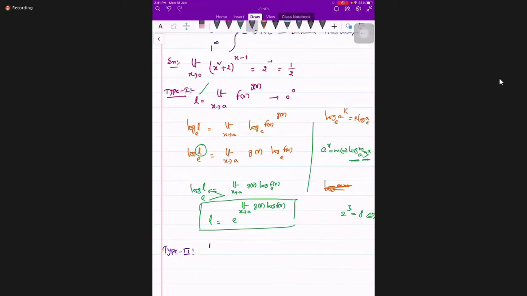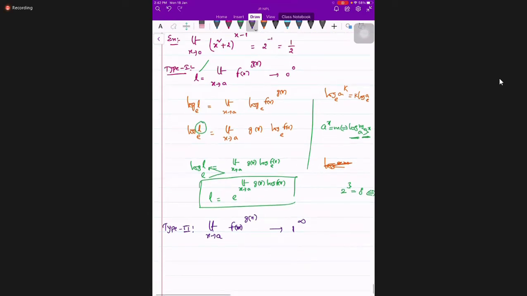Another form: limit x tends to a, f of x to the power of g of x. When you substitute the limit, if it is in the form of 1 power infinity, how do we evaluate this function? Here also you need to take logarithm and follow the same procedure, but that 1 is becoming no. So to make it 0, we subtract like above. That is L equal to e power limit x tends to a, f of x minus 1 into g of x. We are applying this.